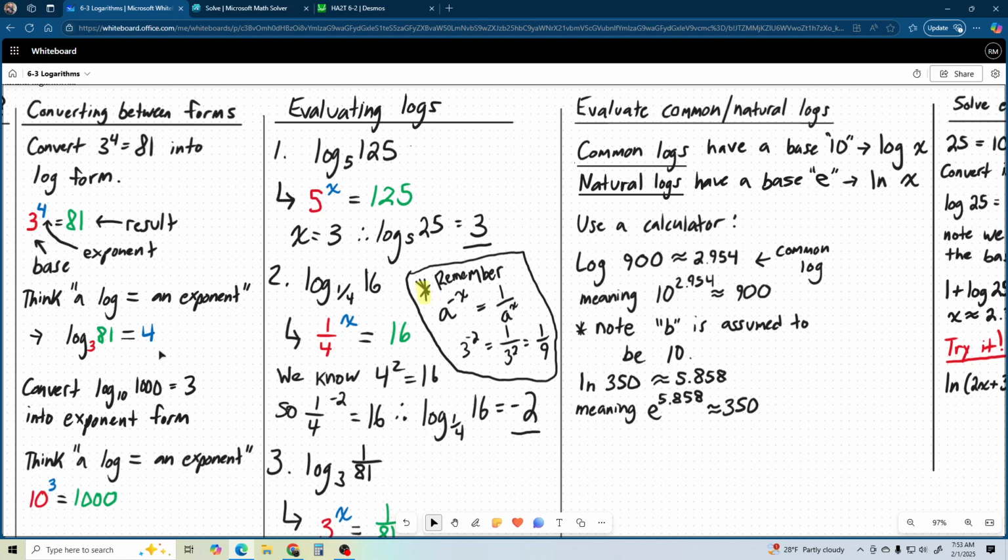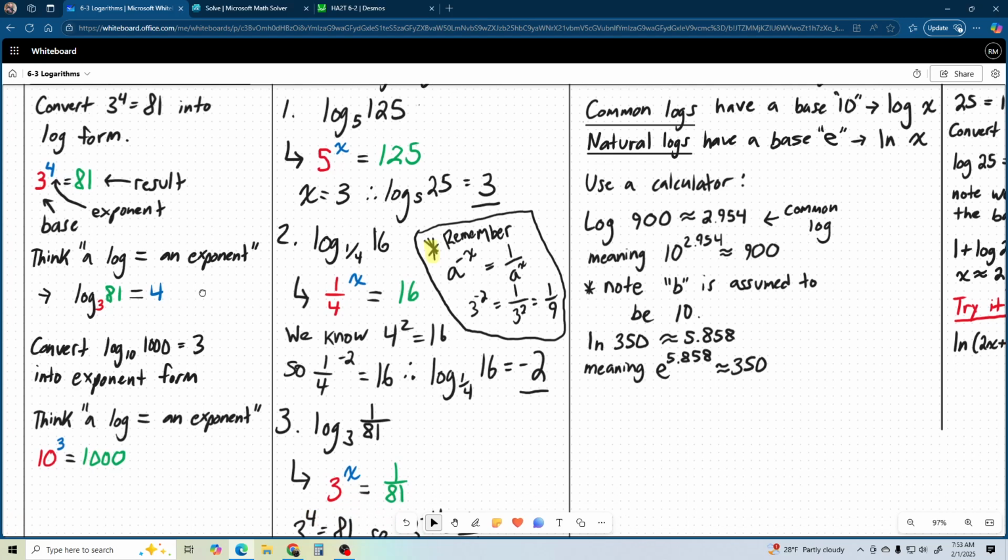Right now, it just kind of looks like we're doing this for no reason, and that makes sense because we haven't done anything yet, right? But this is how you convert from exponent form into log form, and vice versa, right? You can go back the other way. And I'm going to show you how to do that now.